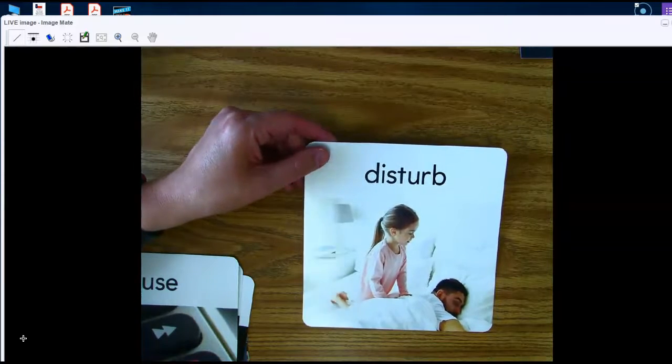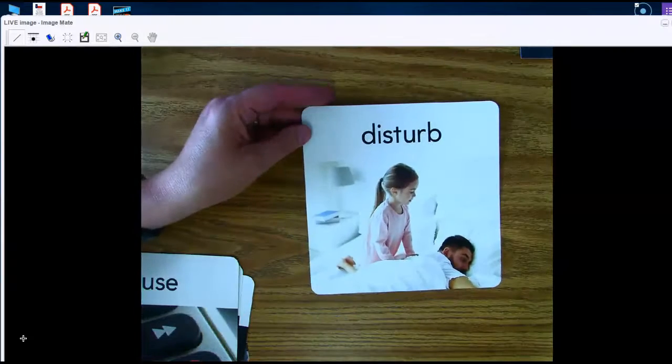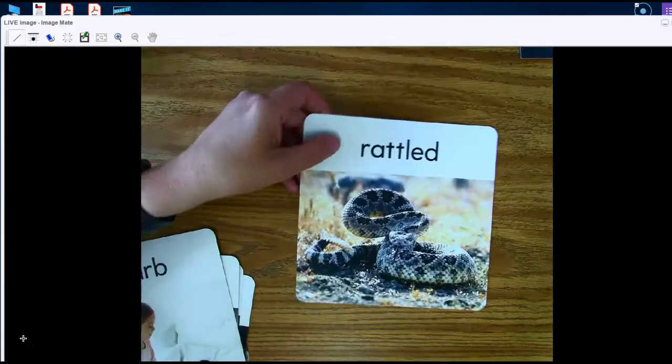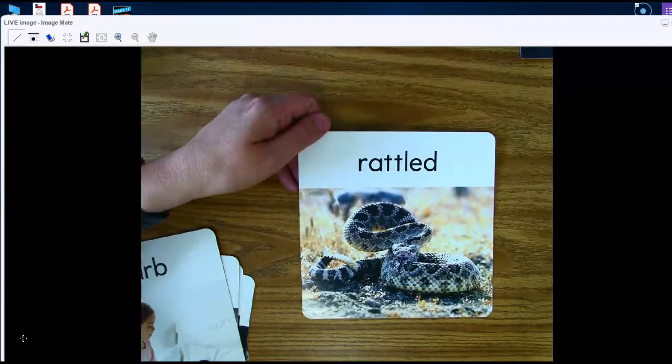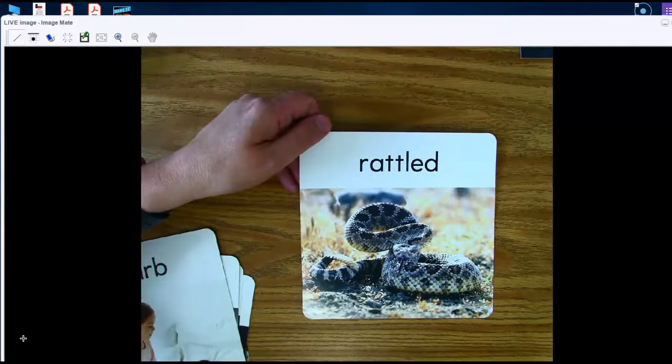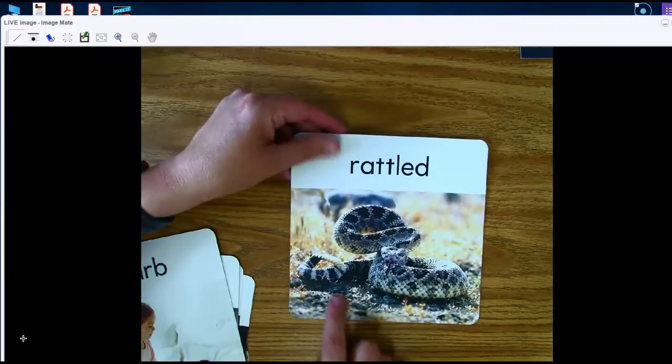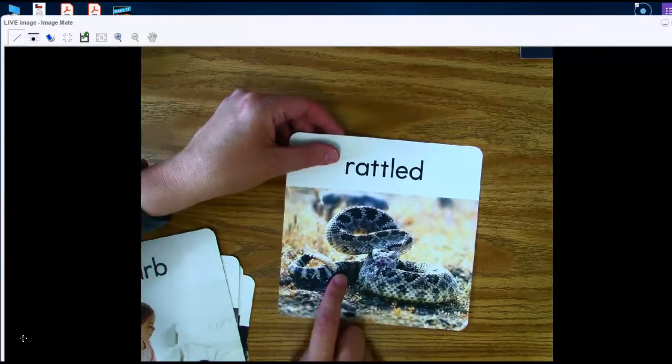Disturb. Say the word. Disturb is when you bother someone. You bother a person. Kelsey decided to disturb her dad in the morning. Rattled. Say the word. Rattled. Something that rattled makes short shaking noises. So the snake rattled its tail.